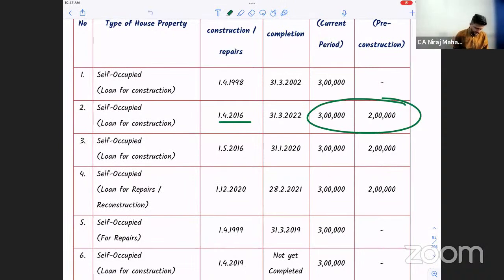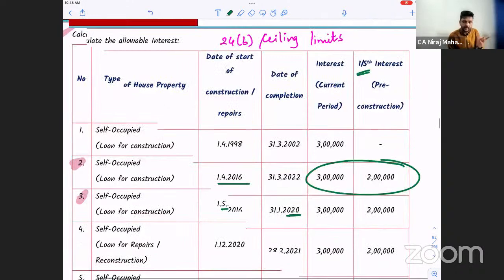Check, children. There is no major difference between 2 and 3 also. SOP, concession, no problem. Even the loan date is just 1 month ahead of 1 May 16, correct? That is also not a problem because it is the same financial year. In fact, the date of completion, 31/1/2020, is earlier.